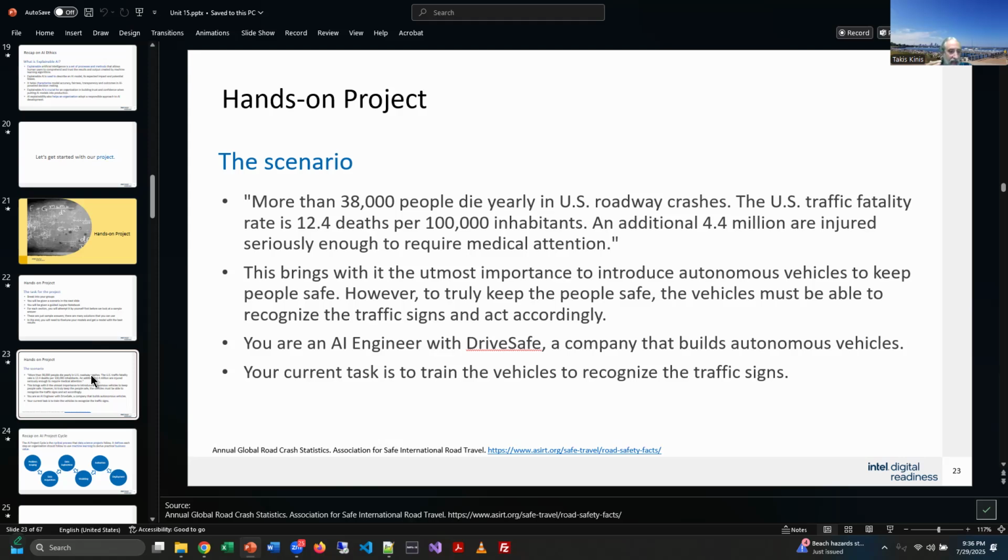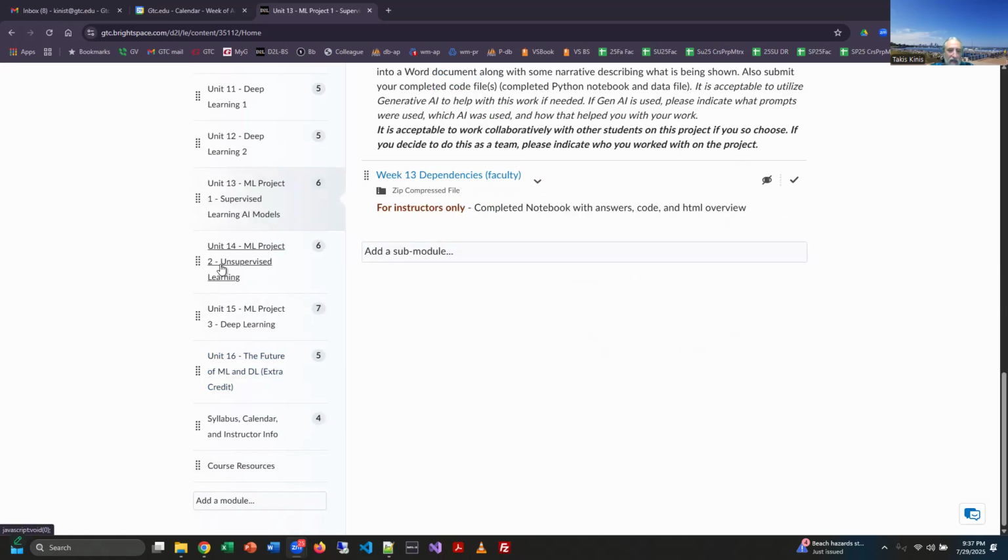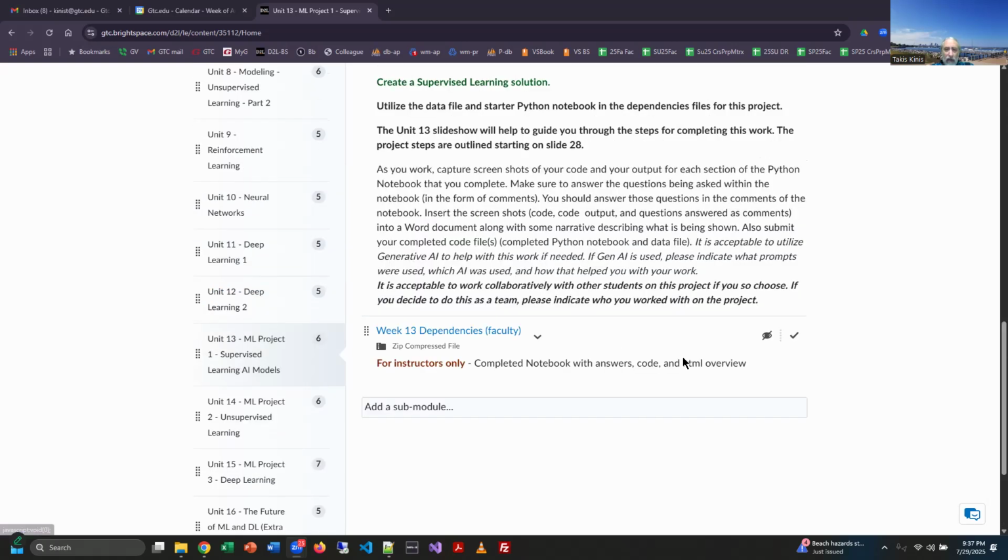As with the other projects, they sequentially take you through all the project steps with sample code and materials. I do want to reiterate that if you want to opt out, this is units 13, 14, and 15. Unit 13's project is 8 points. Unit 14's project is 8 points. And the one for deep learning is 6 points. And if you don't want to attempt this one, the reason you might not want to is this data set is particularly large.